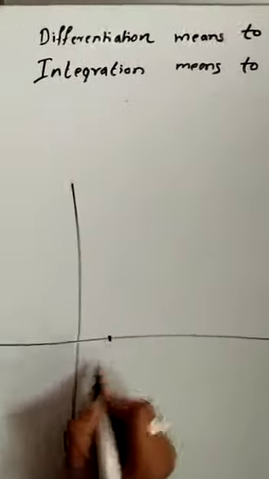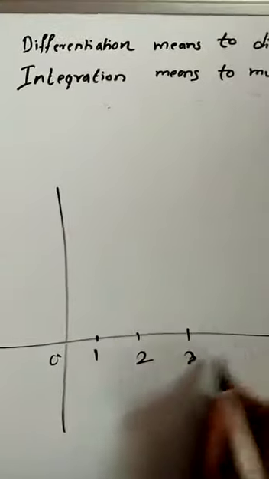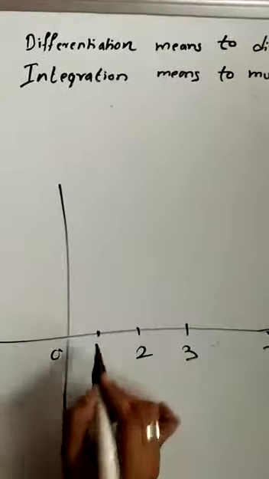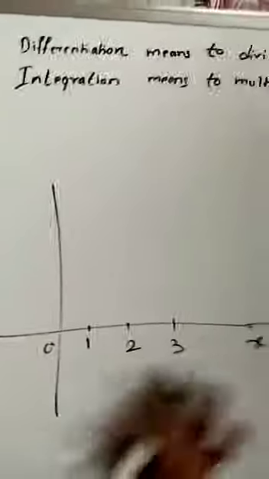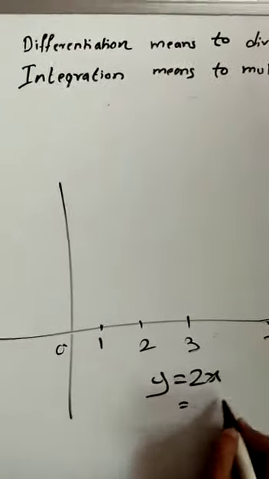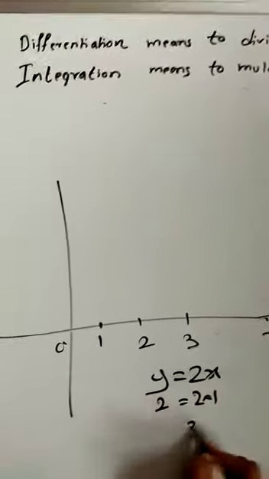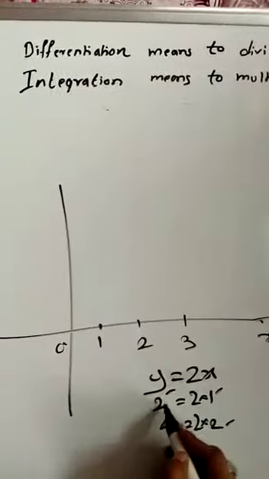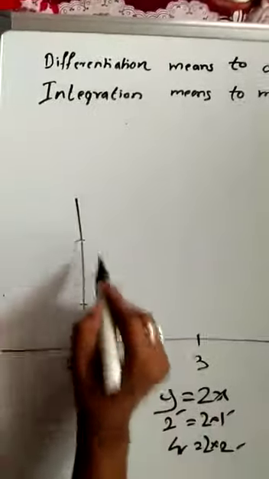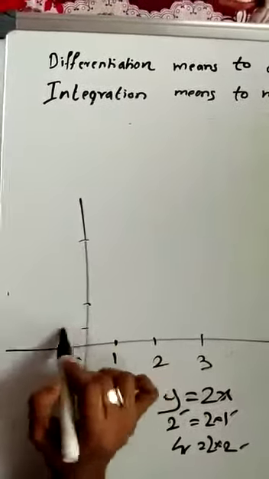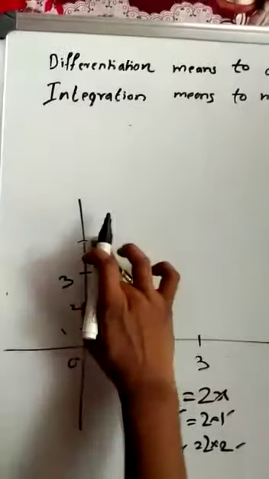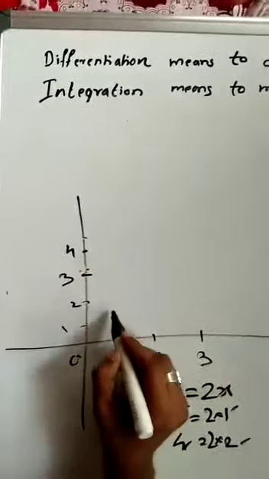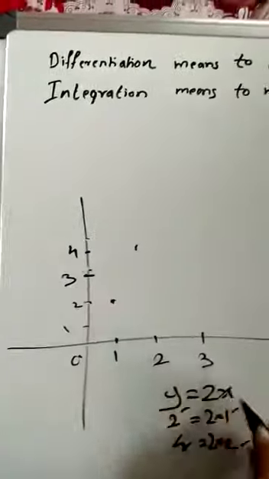Now let us take 0, 1, 2, 3. These are the values of x. If the values of x are increasing, then for y equals 2x, when x is 1, y should be 2, and when x is 2, y should be 4. So x is 1, y is 2; x is 2, y is 4. These are the plots, and for 3 it should be 6.